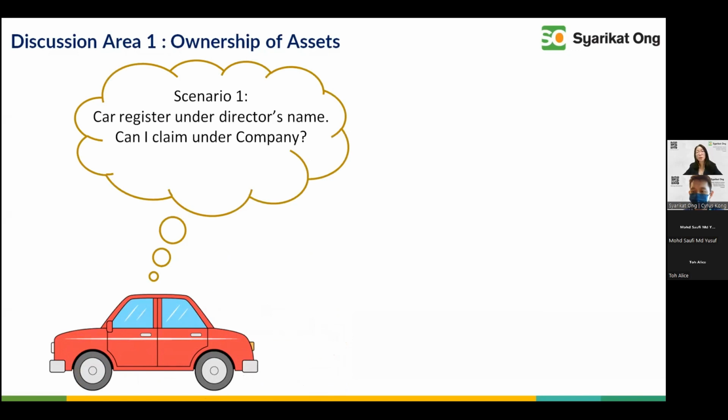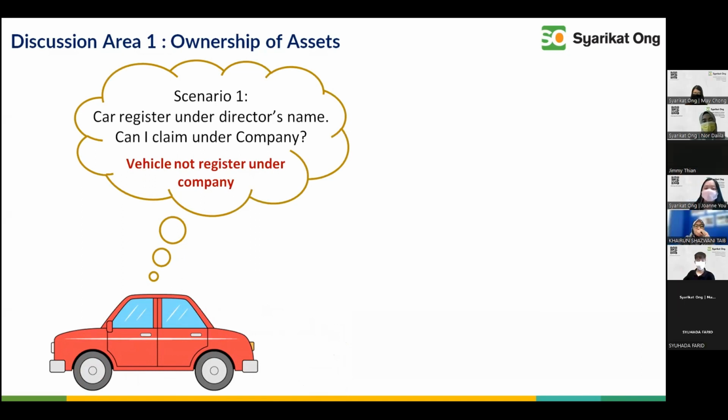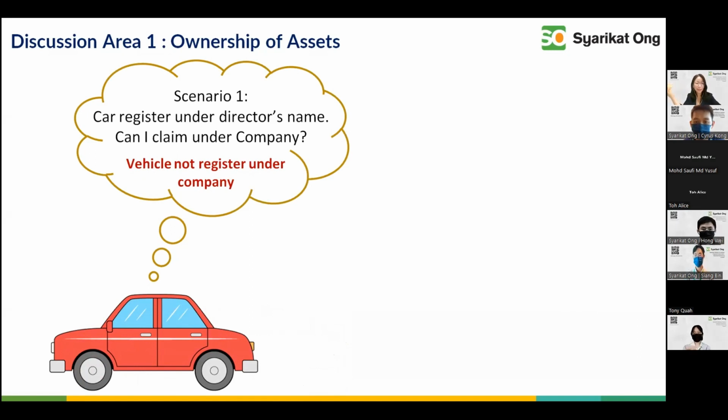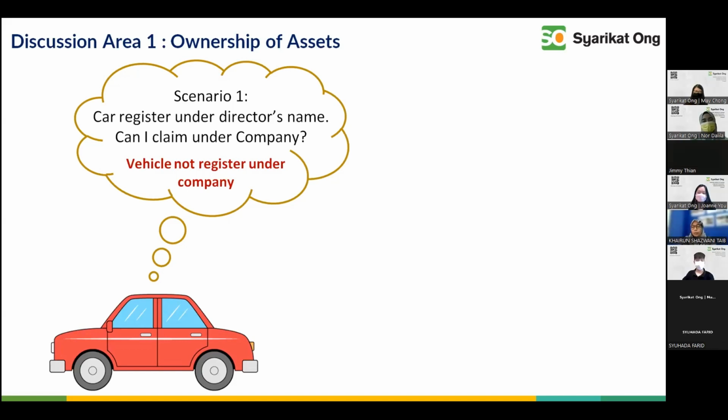Ownership of asset. Let's look into the car. Scenario number 1: vehicles that are not registered under the company name, whereby the car is registered maybe under the director's name. Question: can I claim the capital allowance under the company? In the past, the directors may, for various reasons, have the car under their name, do a board resolution, do an assignment or whatever you call it to the company. The auditor, many times, may directly pick up that particular asset into the company's book and claim the depreciation accordingly.